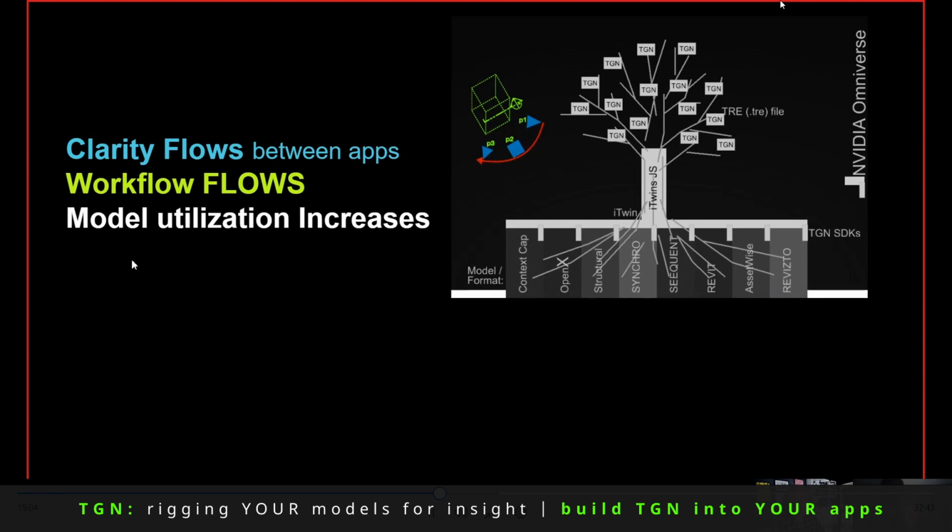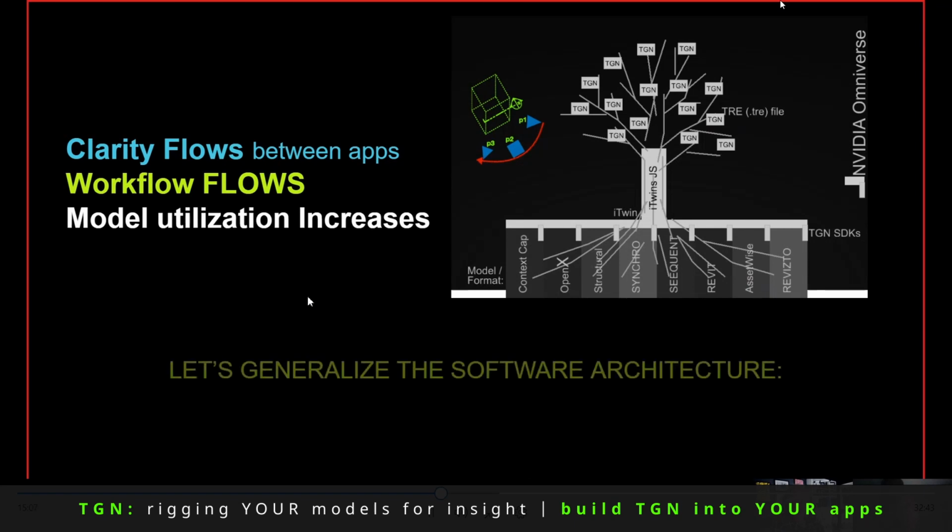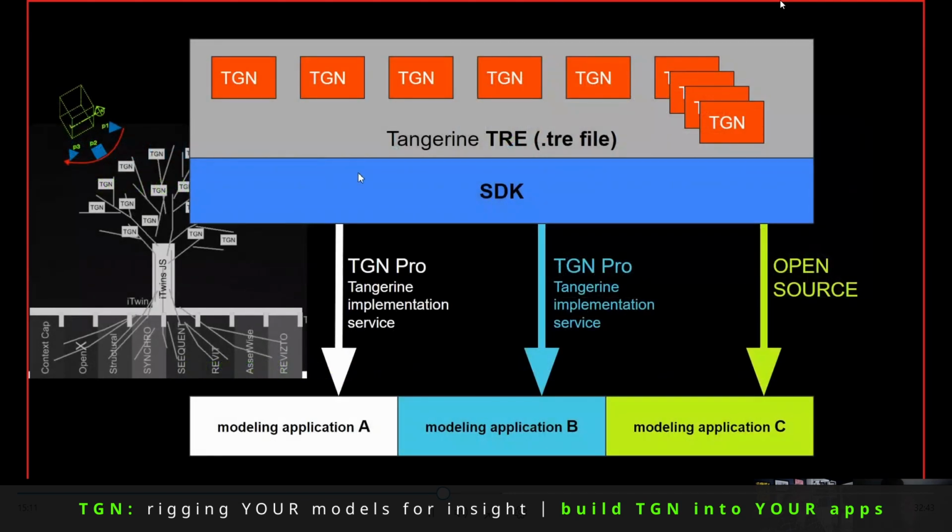And so let's generalize this a little bit. We'll have the TRE file that's full of TGNs, and we'll have an SDK. So we're thinking we can have both open source and TGN Pro. TGN Pro is for application partners who like what we're doing, and they also like the idea that this is going to become a kind of standard in the industry that we can rely on. So we should have it in our app, right? We should support it, right? So they can support our SDK.